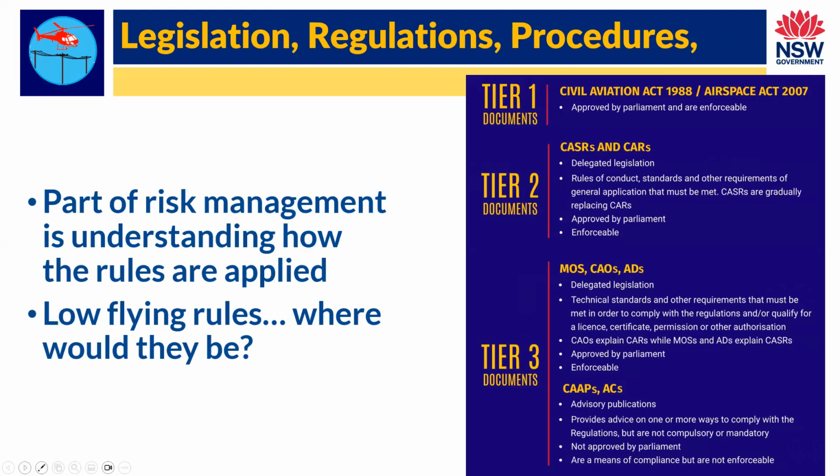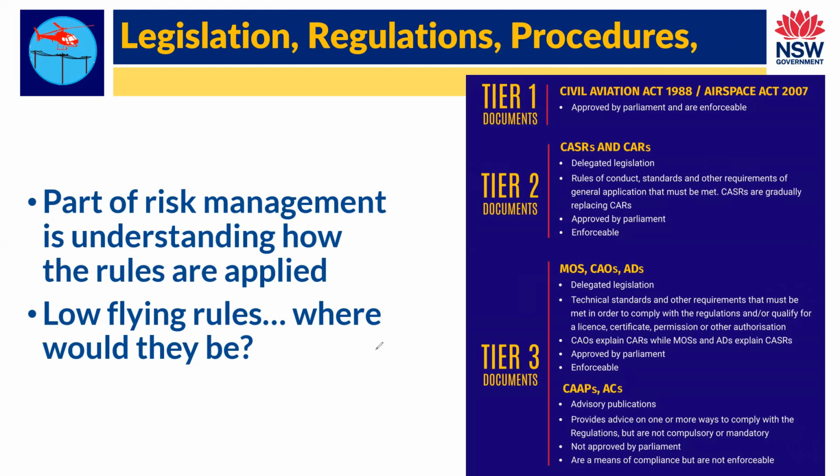So based on the talk we had this morning about the regulatory rules, where do you think you would find the rules on low flying in civil aviation safety regs? Which level of documentation do you think they would be? They'd be tier 1, would they? No, tier 1 is written by politicians. So think Canberra, thou shalt make CASA, thou shalt fly airplanes safely in Australia.